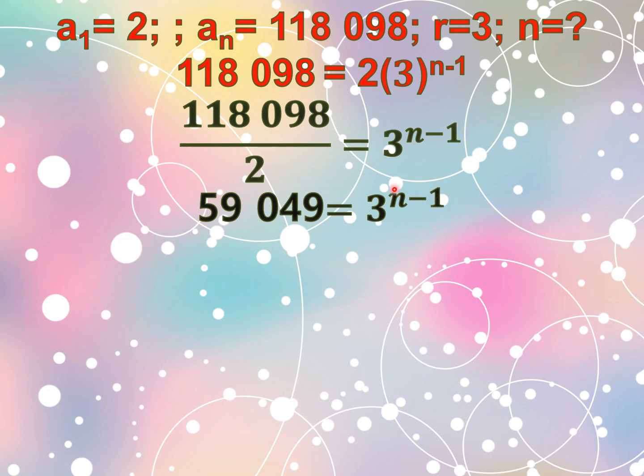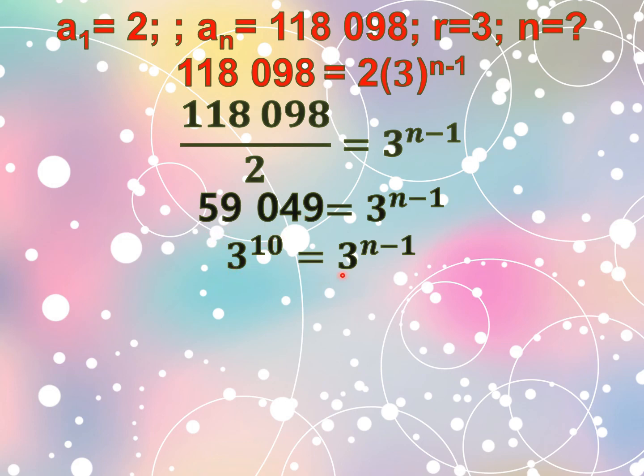So, same case ulit, kailangan magkaroon tayo ng base 3 dito sa left side natin. So, gawin nating base 3 yung 59,049. I-divide natin continuously yung 59,049 sa 3 para malaman natin kung ilang 3 ang dapat i-multiply para makuha or masolve ang 59,049. So, pag ginawa mo yun, makakakuha ka ng exponent na 10. So, ibig sabihin, 10 beses mong ita-times yung 3 sa sarili niya para makakuha ng 59,049.